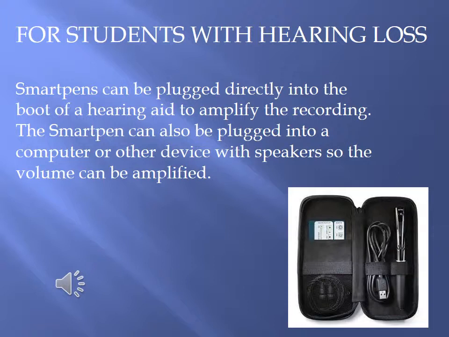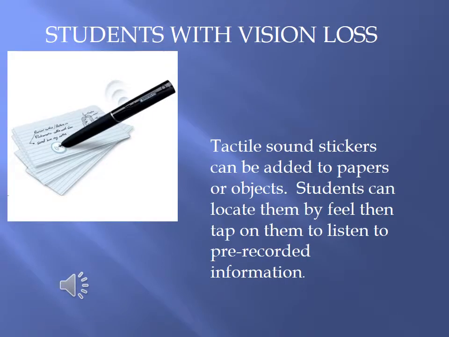The student can listen to the recording later, either by plugging it into the boot of their hearing aid or any device such as a computer that will amplify the sound. For blind or students with low vision that cannot read print, instructions, lectures, and questions can be recorded and synchronized with the Smartpen by using tactile sound stickers that are added to paper. The student can locate the stickers by feel and then tap on them to listen to the recorded information.